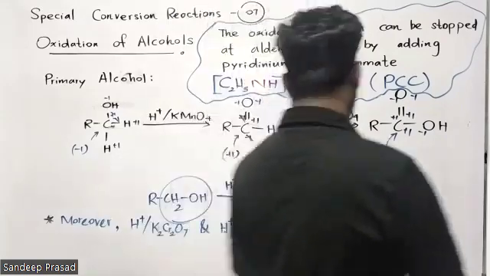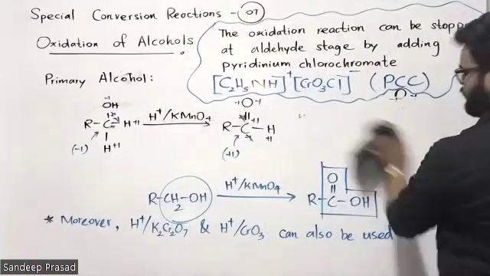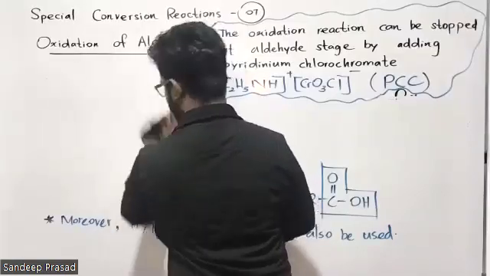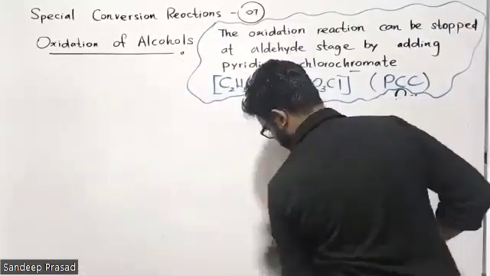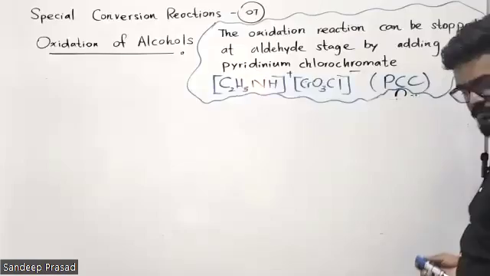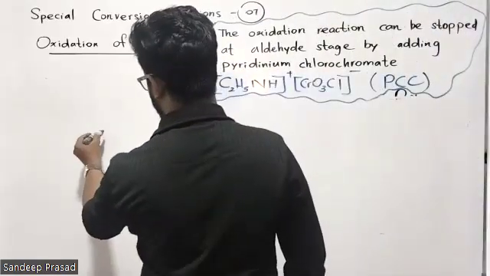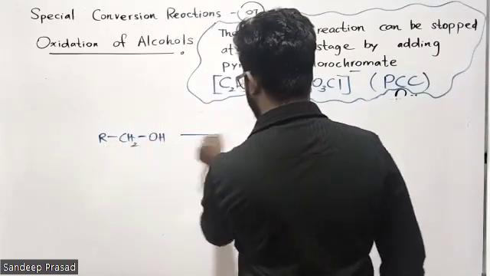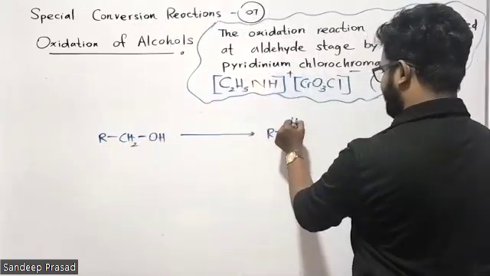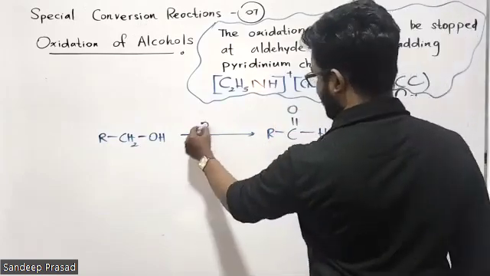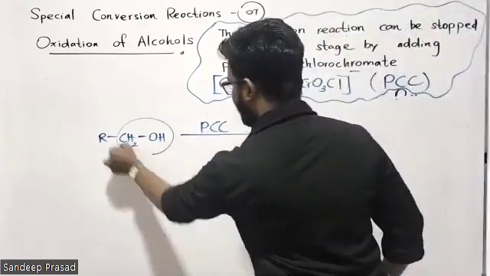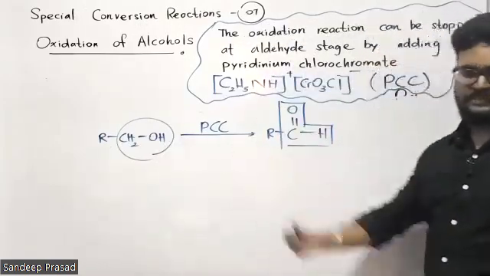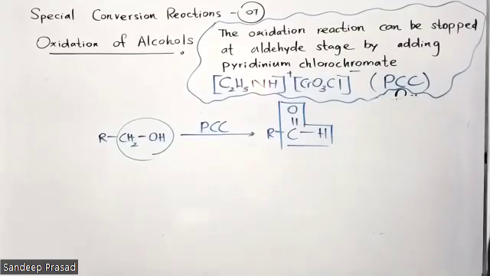Right, okay. So therefore, students, we can write down this reaction. Now write down this one again. We have a primary alcohol, RCH2OH. We can convert that one into an aldehyde by adding PCC. Primary alcohol is converted into an aldehyde by addition of PCC.